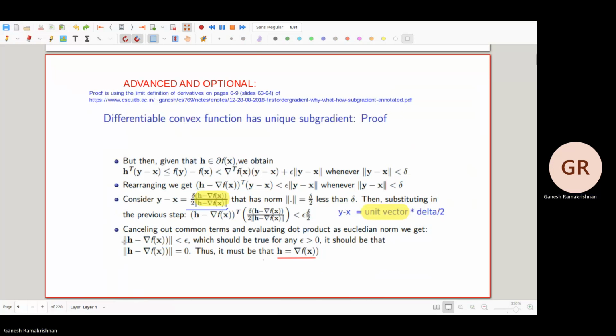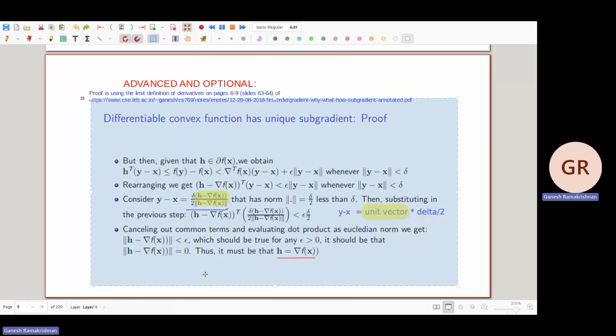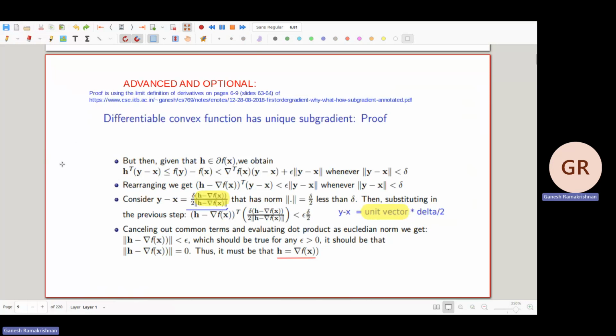Do all that, cancel out common terms, and show that if H is a valid subgradient, then the norm of H minus the gradient of f at x should be less than epsilon for any epsilon greater than 0. Basically this means that the difference must be 0. So that's the trick: you get rid of epsilon everywhere except in this upper bound and show that it should just go to 0. Therefore H must be the gradient alone, no other point. I have given the intuition here already.